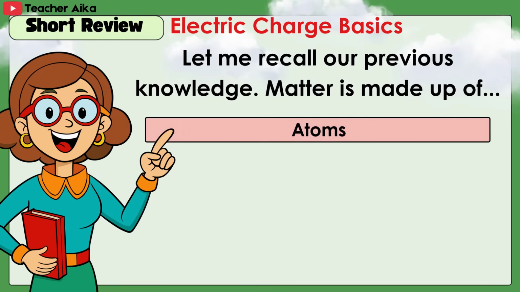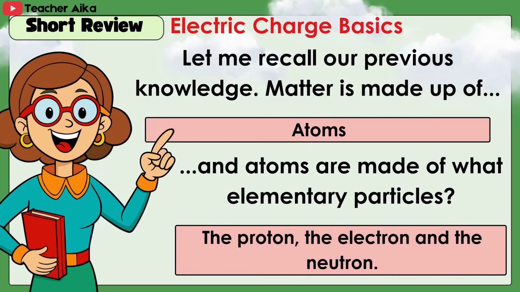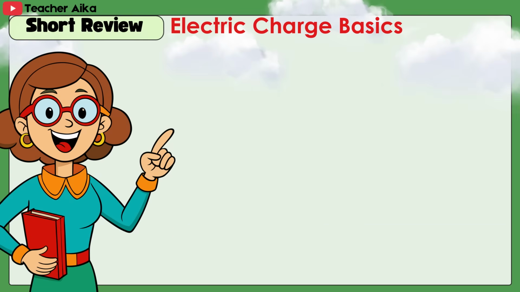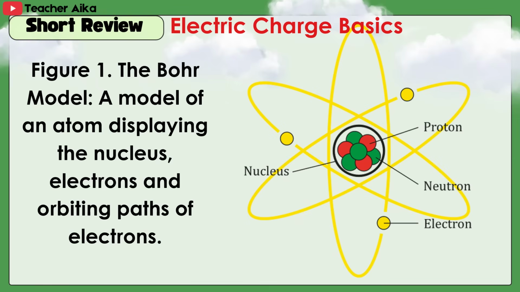Matter is made up of atoms. And atoms are made of what elementary particles? The proton, the electron, and the neutron. So let us establish that protons are positively charged and electrons are negatively charged. The neutrons, on the other hand, contain no charge. Here's Figure 1, the Bohr model. A model of an atom displaying the nucleus, electrons, and orbiting path of electrons.